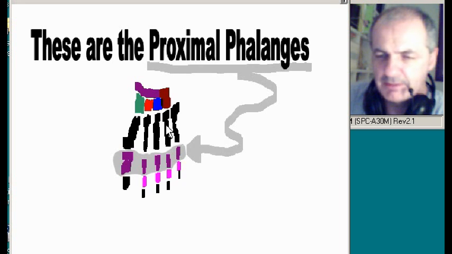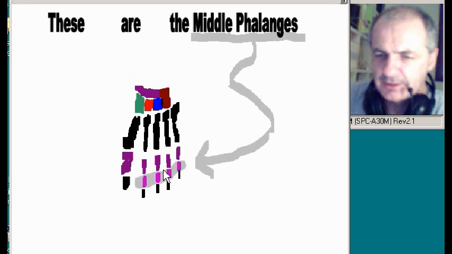And right underneath the metatarsals are the proximal phalanges. What do we call these? The proximal phalanges. And underneath those, 1, 2, 3, 4, 5, are the middle phalanges.